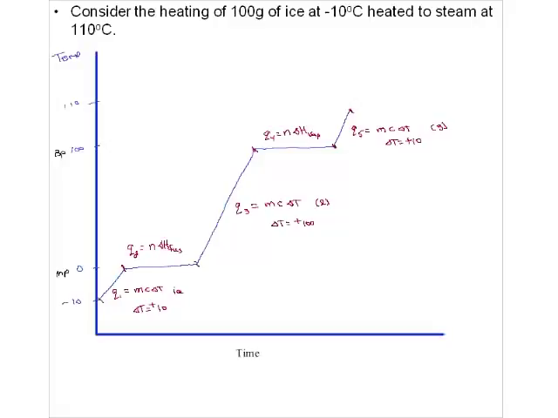Okay, so let's do the calculations then. I'm going to go to another page to do the calculations, and it's a lot of work. We have to do 5 different calculations, and then we have to add them all up to get the total energy for the full phase change. So here we go. These are the calculations.